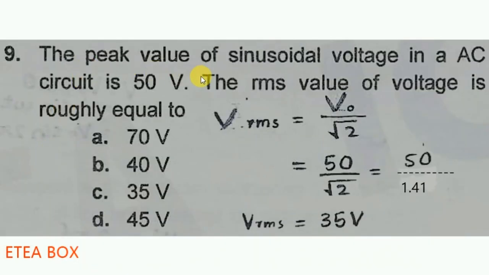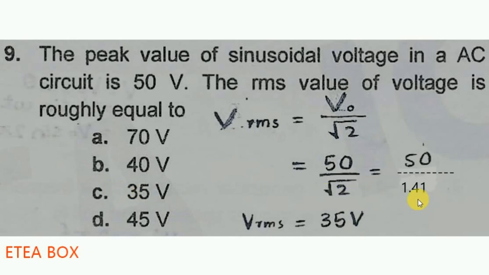The peak value of sinusoidal voltage in an AC circuit is 50 volt. The RMS value of voltage roughly is equal to, now V RMS is equal to V naught, which is the peak value, divided by under root 2. So V naught is 50, and under root 2 will give 1.41. Now divide 50 by 1.41, so you will get 35 volt. Option C is the correct here.